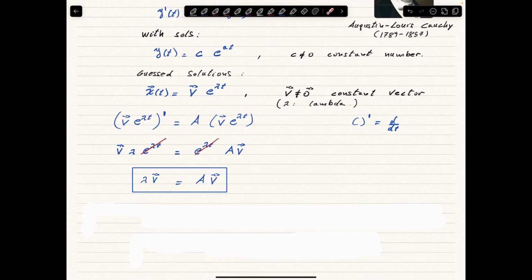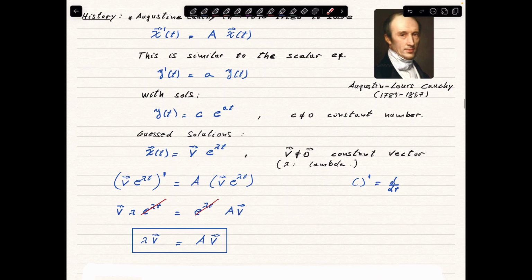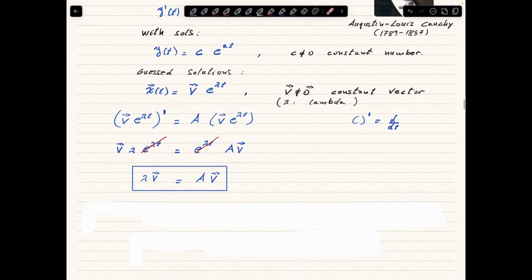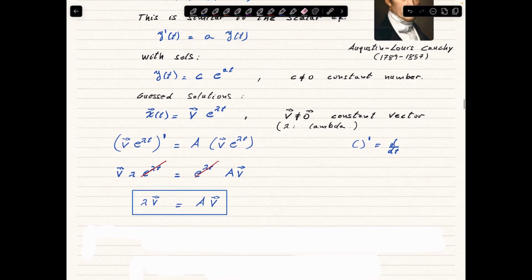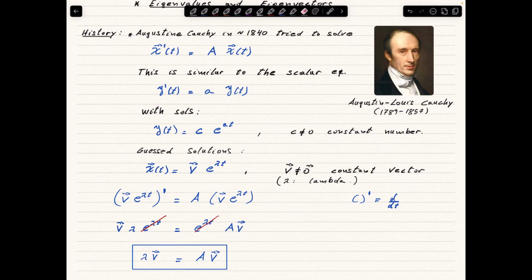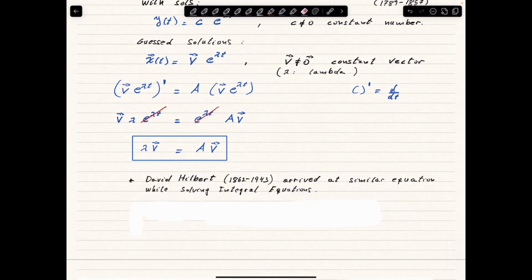So this is how you find the equations for eigenvalues and eigenvectors of a matrix when you try to solve a first order system of differential equations. Cauchy did this calculation around 1840, but later David Hilbert arrived at a similar equation, given a matrix, for a vector and a number, while solving another type of equations called integral equations.